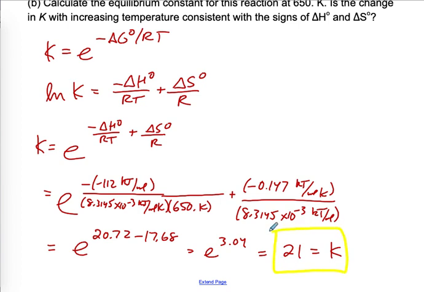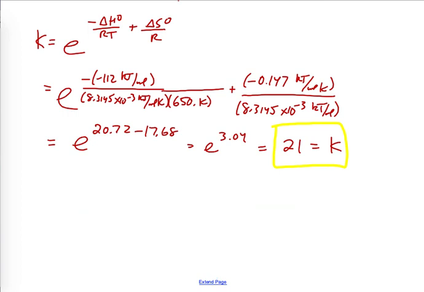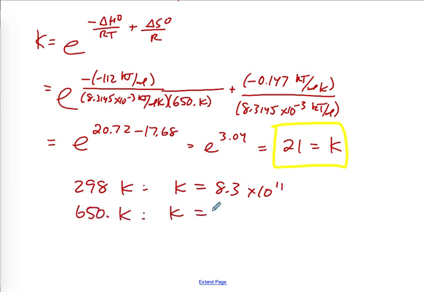So the question is, is this change consistent with the signs of delta H naught and delta S naught? Simply to review, at a temperature of 298 Kelvin, K is equal to 8.3 times 10 to the positive 11th, whereas at 650 Kelvin, K is equal to only 21. So as temperature increased, K decreased. Is that consistent? And the answer is yes.